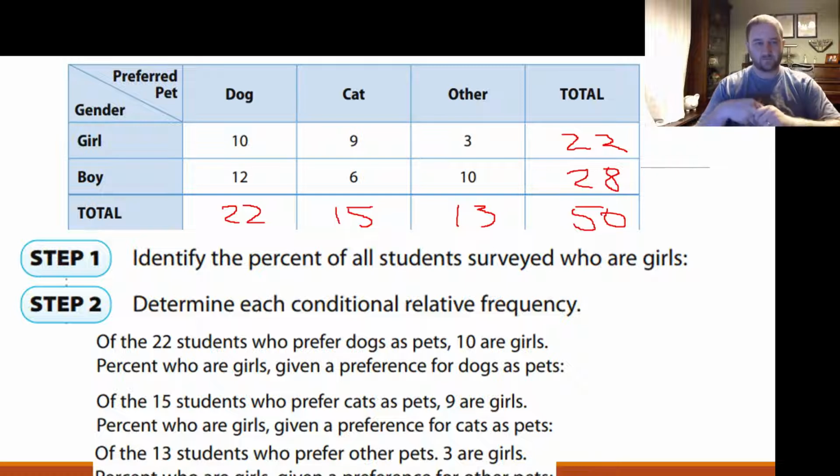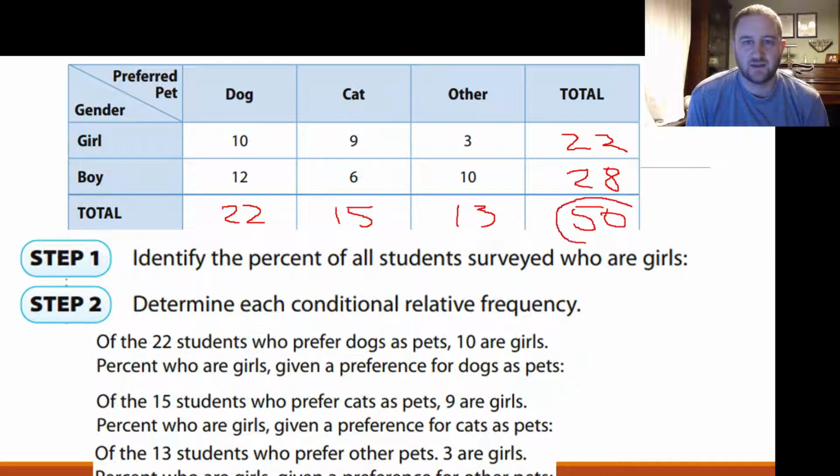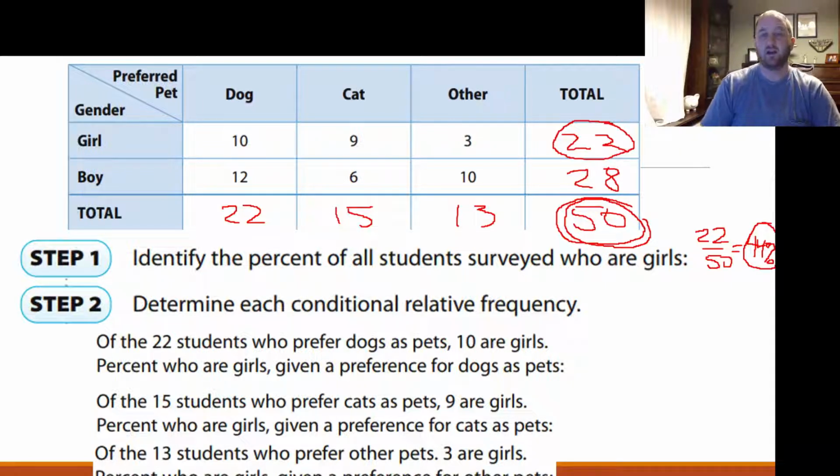So step 1, identify the percent of all students surveyed who are girls. There's 22 girls that were surveyed. 22 divided by 50 gives us a percent of 44%. Okay, 44% of the students surveyed are girls.